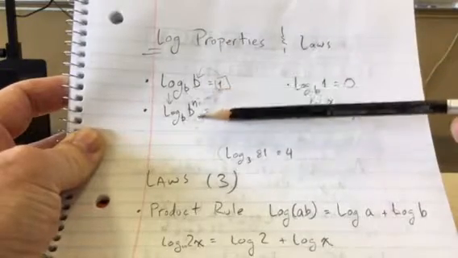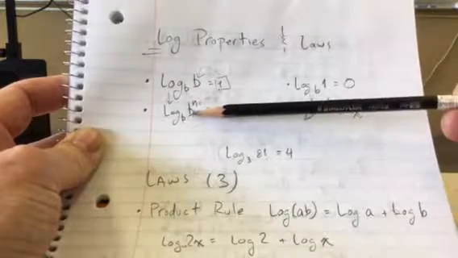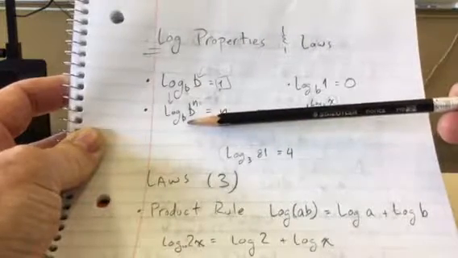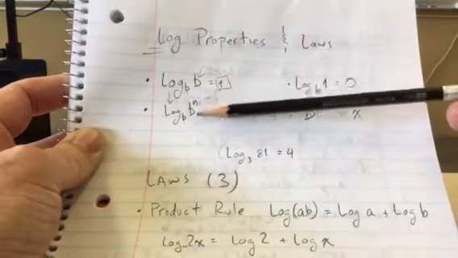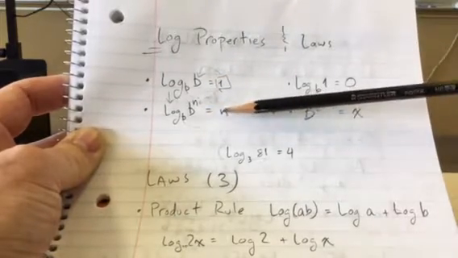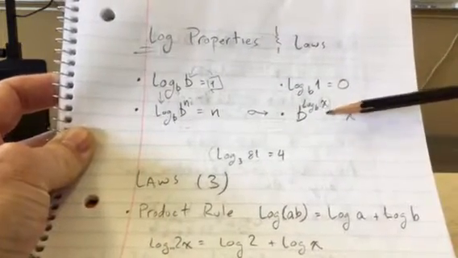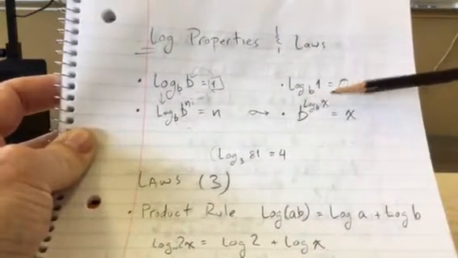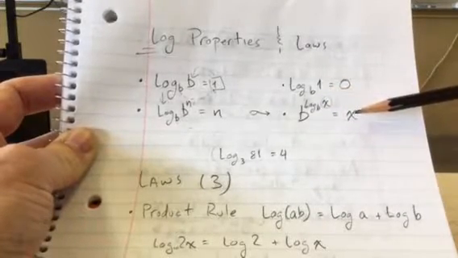Those are good things to know. An extension of this idea is that log base b of b to the n equals n. So anytime the argument and the base are the same, whatever that exponent is, it just equals that exponent. This is a little bit odd, so just check this out: b to the power of log base b of some number always just equals that number.